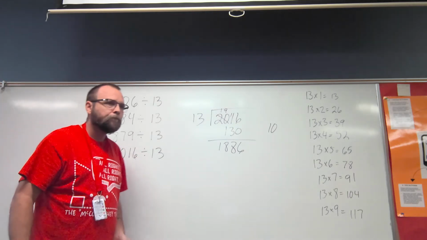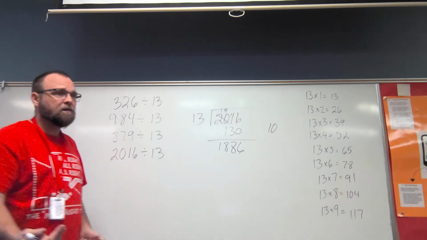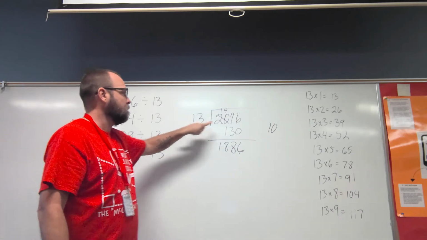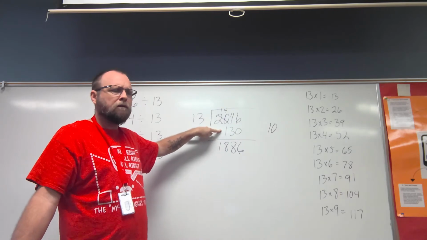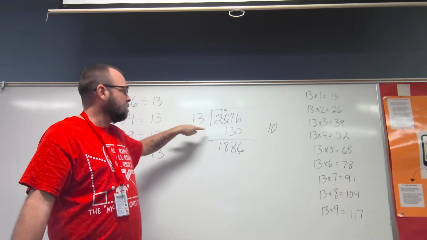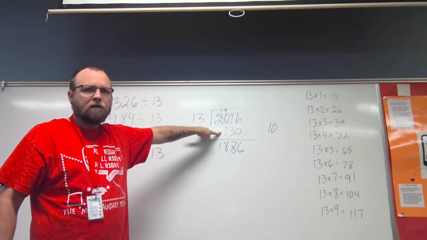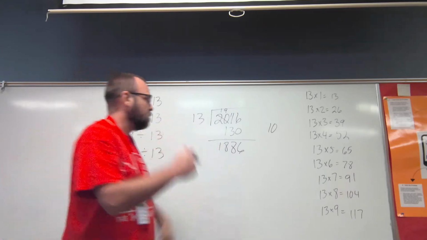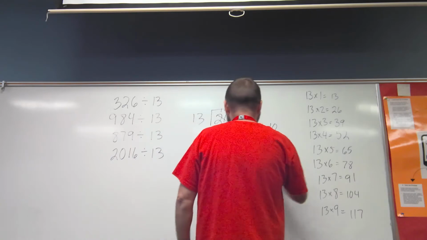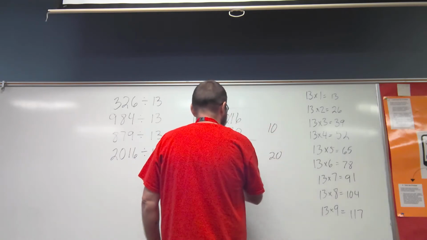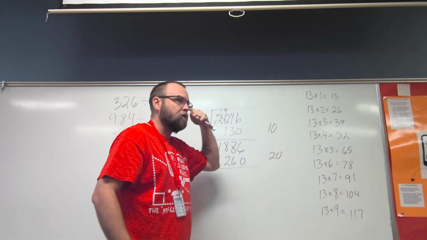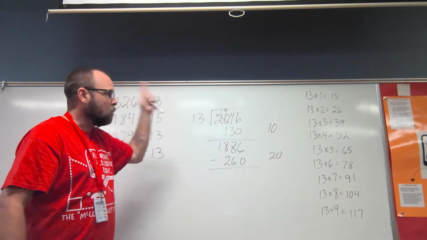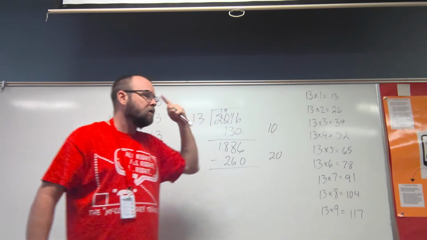Yeah, but why would it be 10? I'm just picking 10 because I know 13 times 10 is 130. What would 13 times 20 be? If 13 times 10 is 130, 13 times 20 is 260. So I could go 20, I could subtract 260 here now, subtract even more. 10 and 20 are just easy numbers I can do in my head when I multiply.